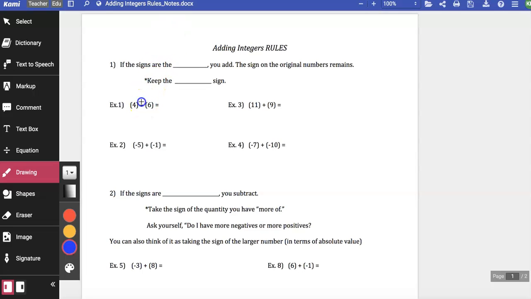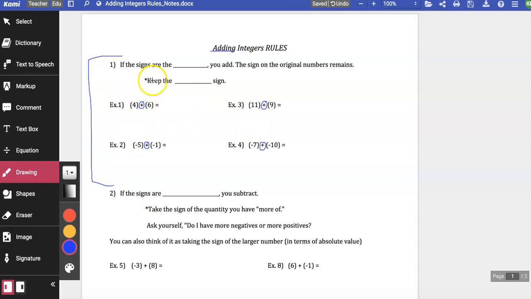Look in example 1. In between the 4 and the 6, we have an addition sign. We're adding integers. Look at example 2. In between the -5 and the -1, we have an addition symbol. We're adding these two integers. Look at example 3. I hope you're starting to see the pattern. In between, we have an addition sign. We're adding these integers. And finally, example 4, between -7 and -10, we have an addition sign. We're adding the integers.